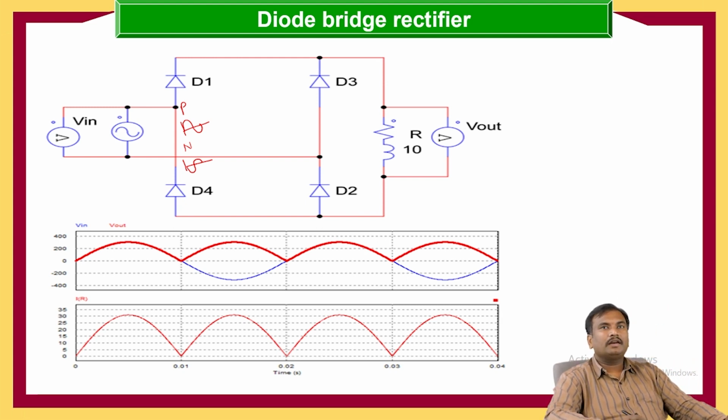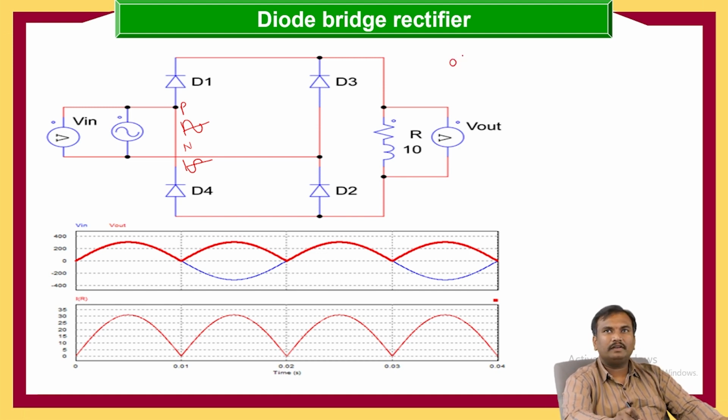During the period 0 to pi, that is 0 is less than or equal to t is less than or equal to pi, the diode D1 anode is connected to the phase of the input voltage, and the phase of the input voltage is positive, and hence D1 gets forward bias. Whereas D4 cathode is connected to the positive of the input voltage, that is the phase of the input voltage, so D4 gets a reverse bias.